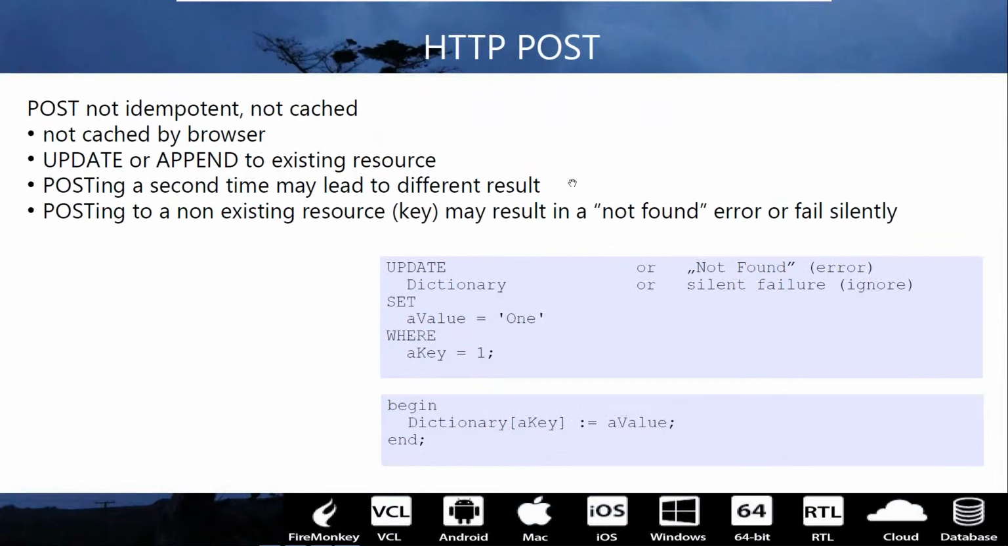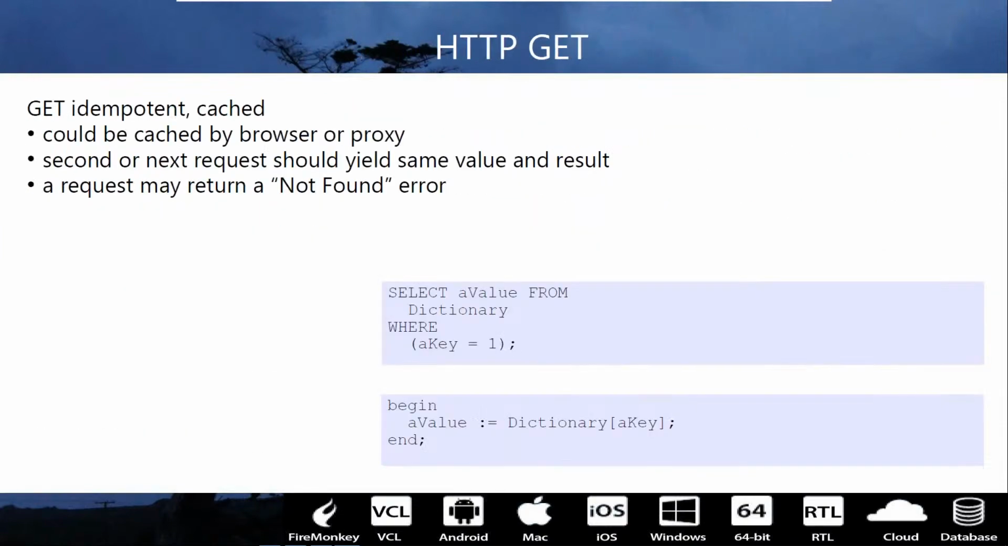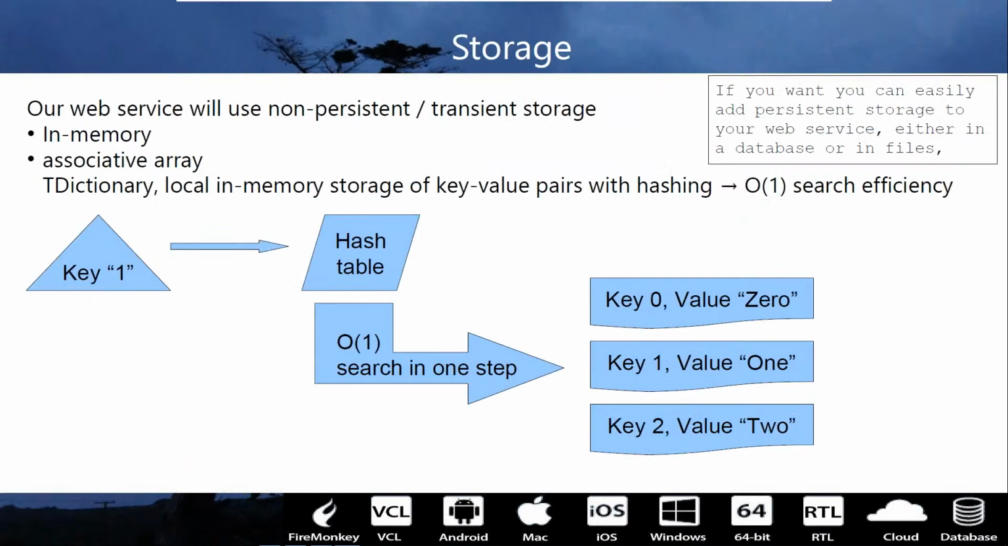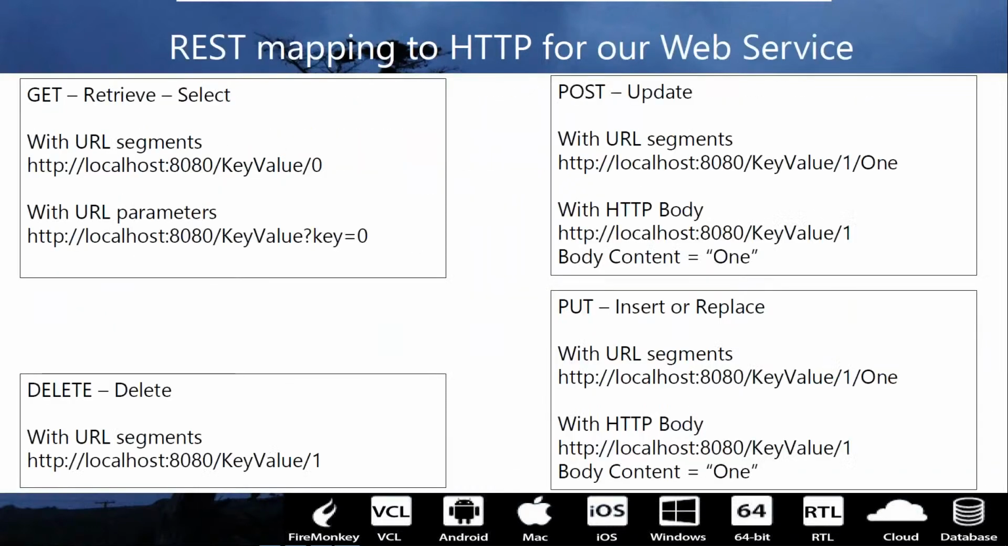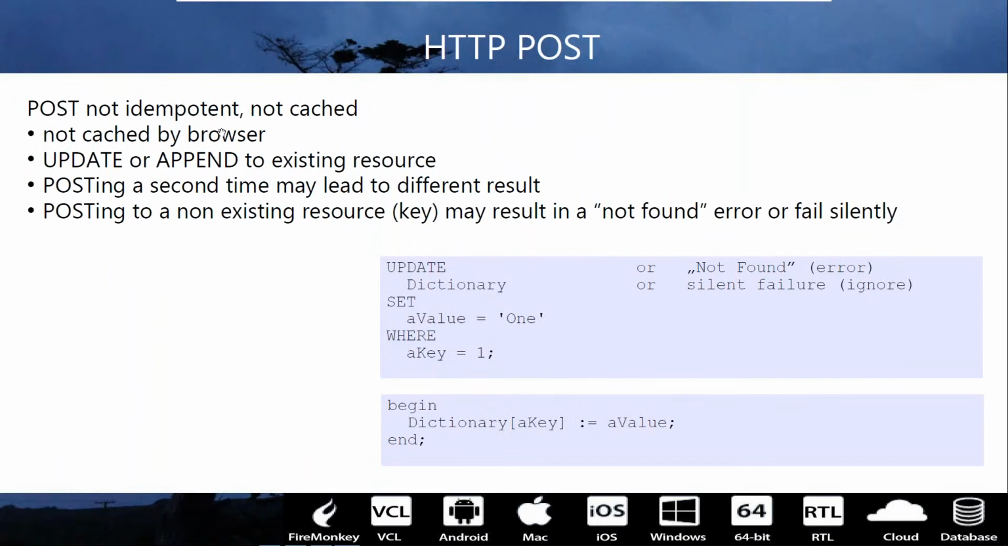Let's take a look at the HTTP post, because we have, let me see here, get, post, put, and delete. And we're going to map those to representational state transfer stuff. So the post, we're going to use for update. Again, there are also web services that use post for insert. There's a reason for that with the idempotency. We'll get into that later on. But in our web service, we're going to use post for update.